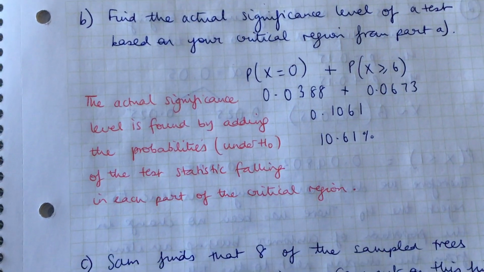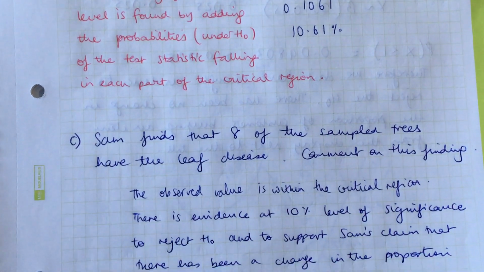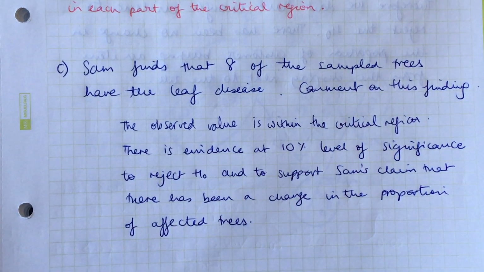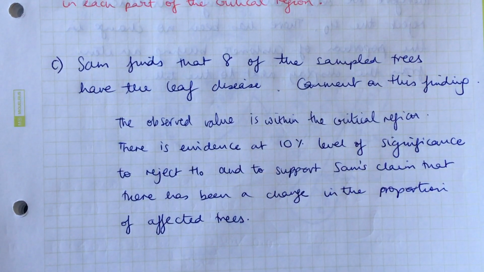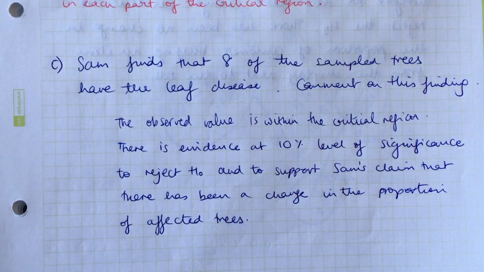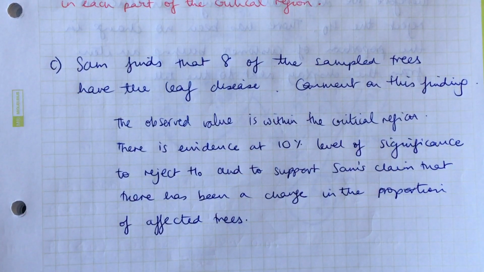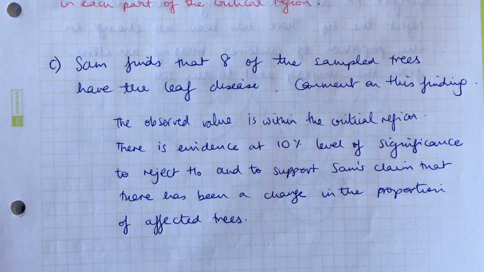Sam finds that 8 of the sample trees have the leaf disease. Comment on this finding. Now, this observed value of 8 is within the critical region because our critical region is greater than or equal to 6. And then you would have to, in addition to commenting on the fact that it's within the critical region, give your conclusion: there is enough evidence at the 10% level of significance to reject the null and support Sam's claim that there has been a change in the proportion of affected trees.